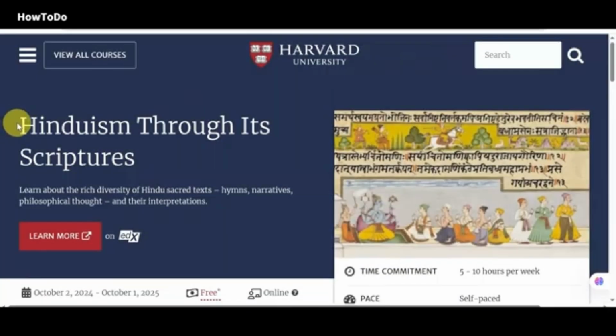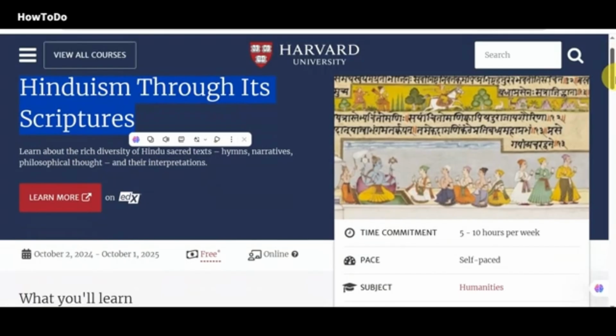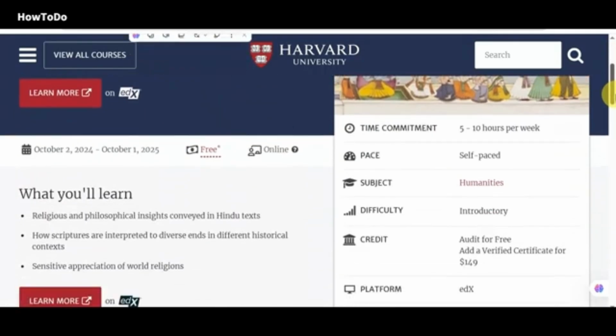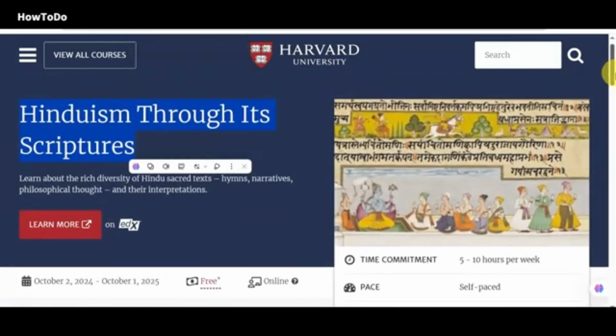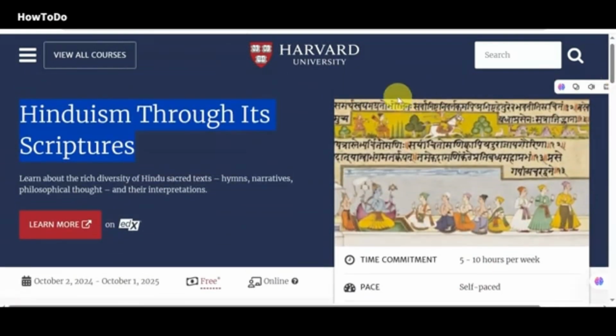11. Hinduism through its scriptures. Ever wondered about the sacred scriptures that have sustained for millennia one of the oldest and most diverse religions of the world, Hinduism? Want to discover the lessons this history may offer mankind in the 21st century?